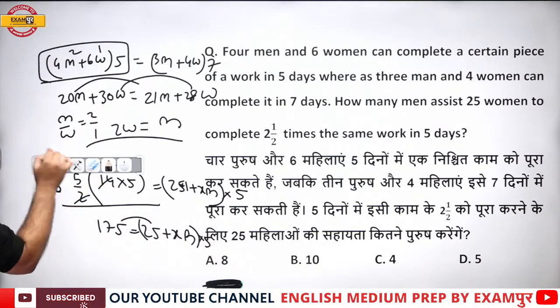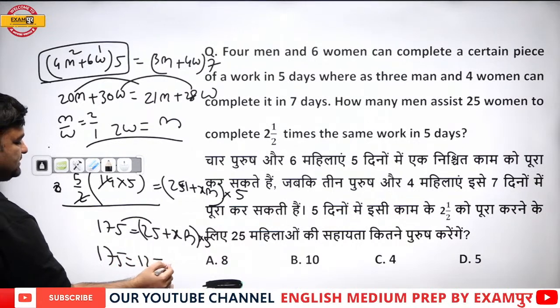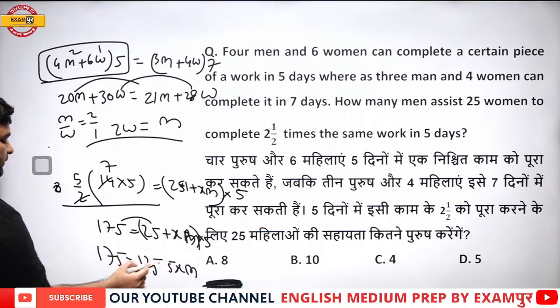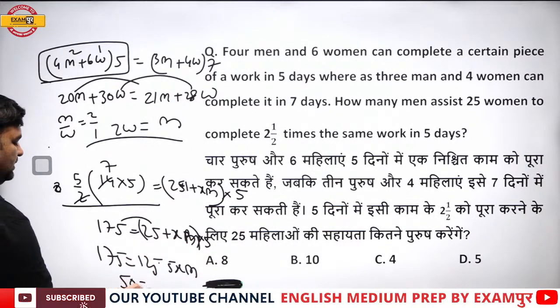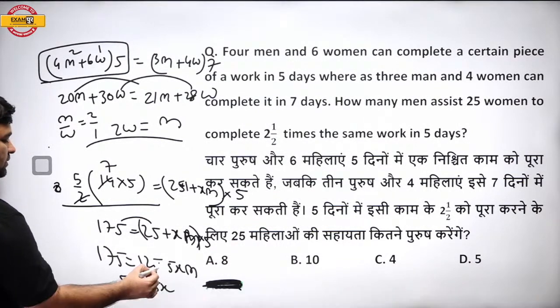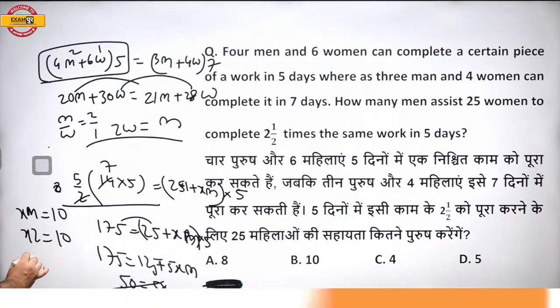So 175 is equal to 125 plus 5x man. 50 is equal to 5x. So x man is equal to 10. Man is having an efficiency of 2, so x is 5.